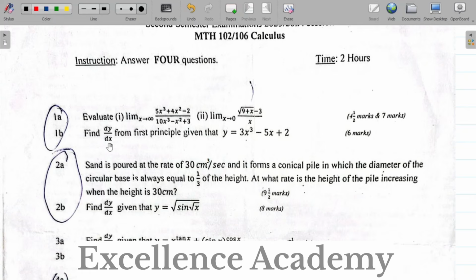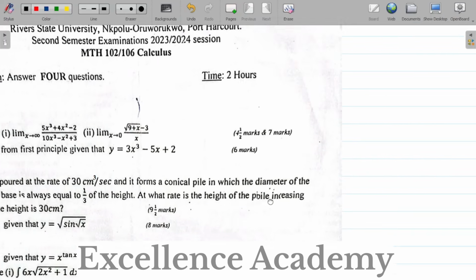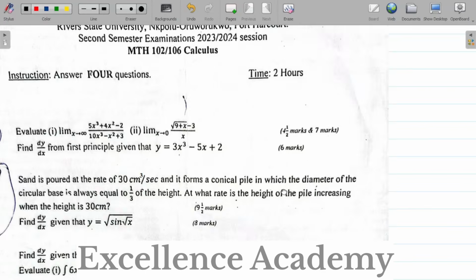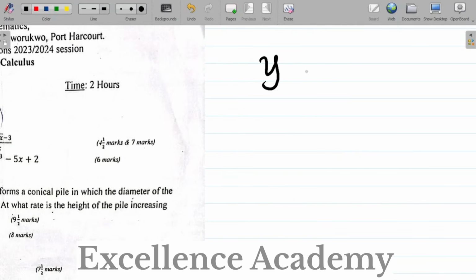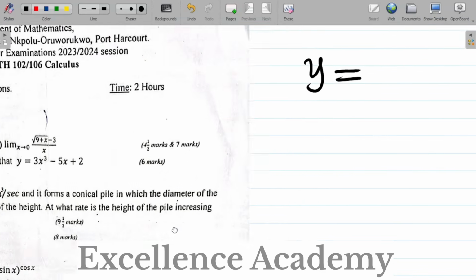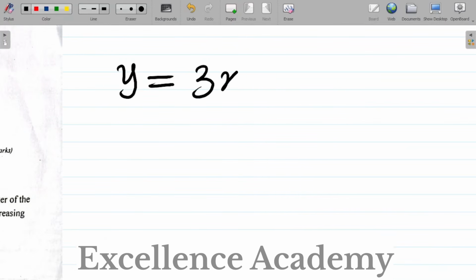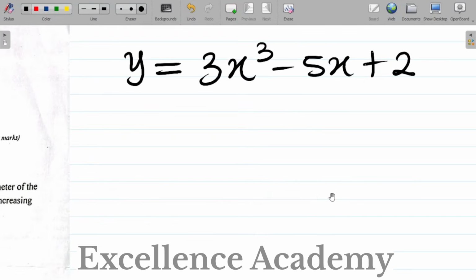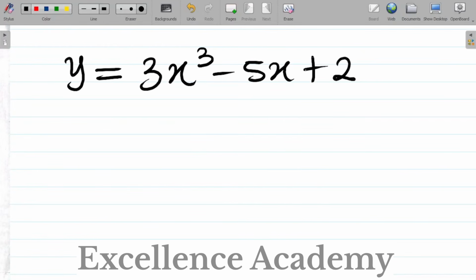Question 1b says, find dy/dx from first principle, given that y is equal to 3x cubed minus 5x plus 2. So how do we solve this question here? First things first, let's take down this question. The question here says y is equal to 3x cubed minus 5x plus 2. That's the question. We have to find dy/dx here. So how do I find dy/dx using first principle? For first principle, the task here is that to y, I will add change in y.